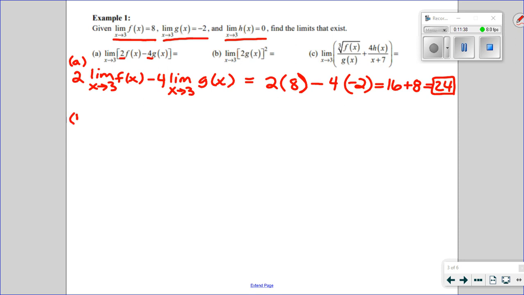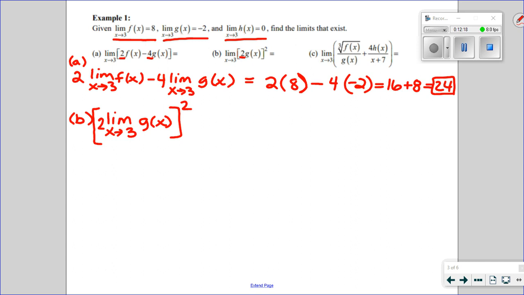Okay, let's look at B. So here we're evaluating the limit as x approaches 3 of 2 times g of x all squared. So again, my limit properties allow me to break this apart where I can, and I'm actually going to keep my brackets. The 2 is a constant multiple, so I can put the 2 in front of the limit as 2 times the limit as x approaches 3 of g of x. And then I can square that value, okay?